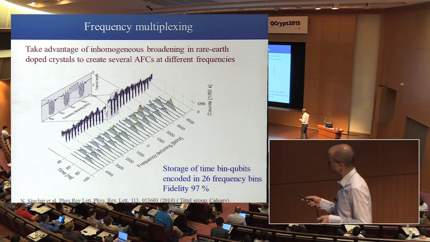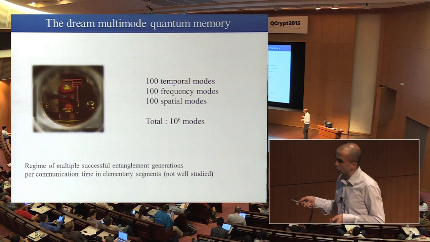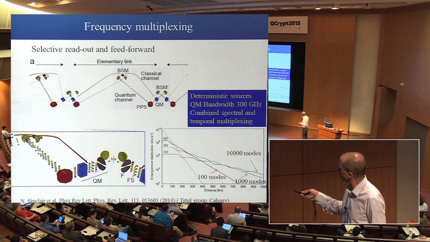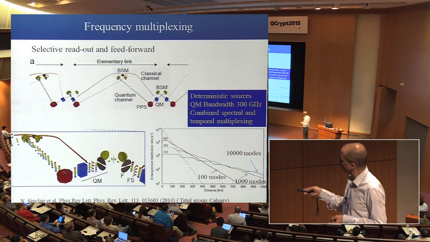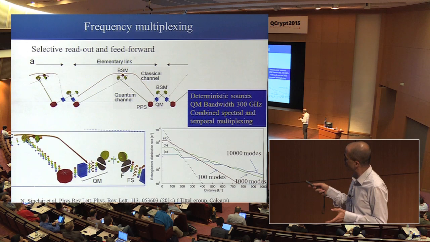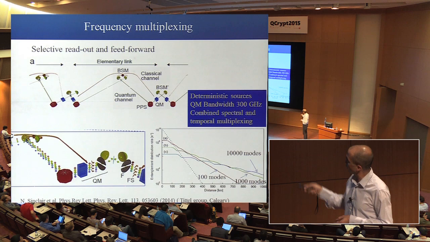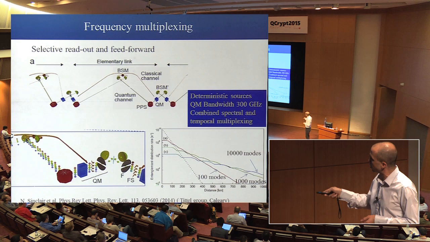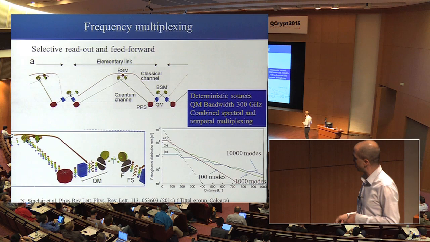And actually, I will skip this. They also have a scheme where, let's say if you have a lot of modes and you have deterministic sources, they also propose a scheme where you could, in principle, use this frequency multiplexing as a resource to really go to a much higher rate. So you need a very large bandwidth memory and so on. This is a bit optimistic, but it shows that you could, in principle, reach much higher rates. We are here at 10 to the 4 per second.